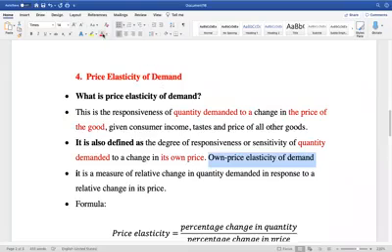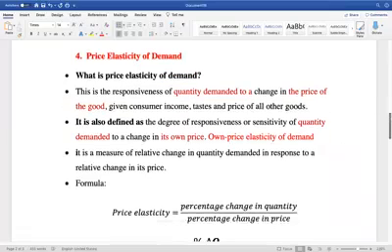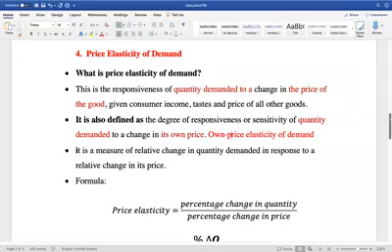Because we want to emphasize the fact that it is the price of this same commodity which is changing, and then we are looking at the responsiveness or the sensitivity of its quantity demanded. So sometimes we can call it own price elasticity of demand. It is a measure of relative change in quantity demanded in response to a relative change in its price.